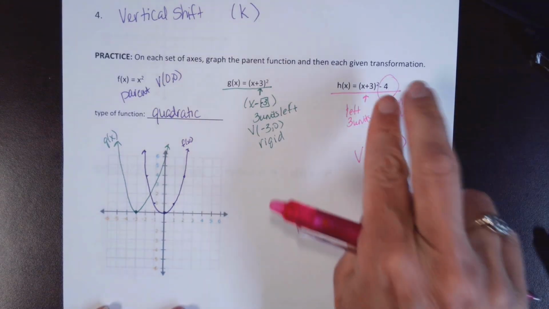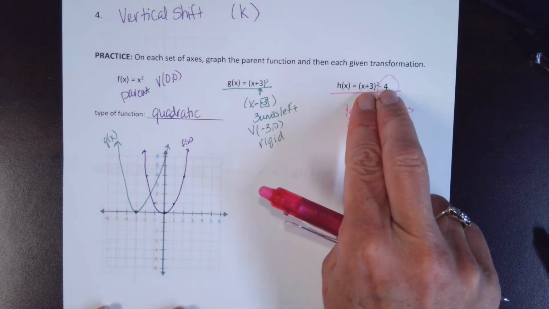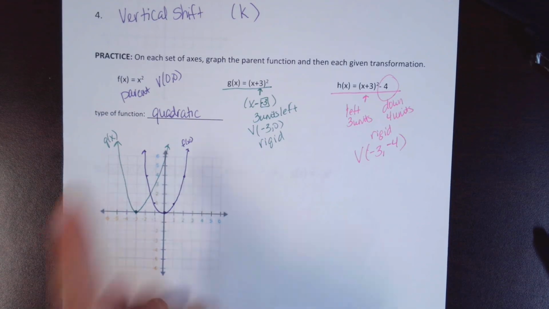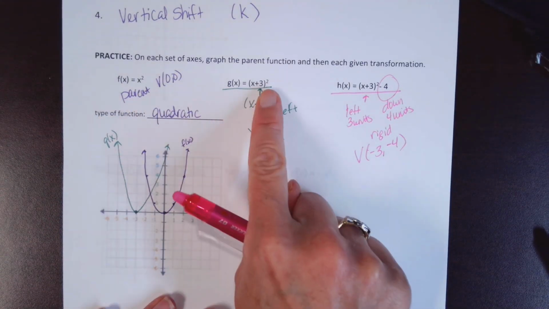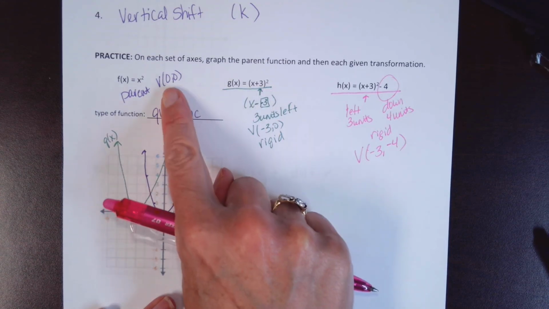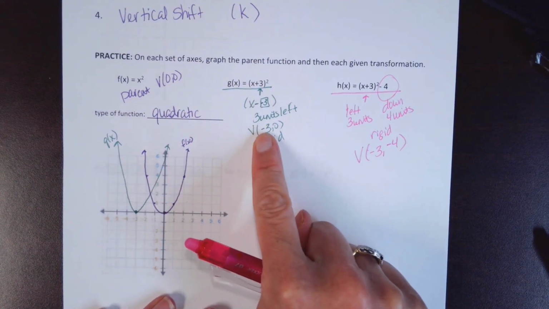Now I want to point out that those values, h, k, those values give me my vertex. If h and k are missing, my vertex is at 0, 0. Here I have a value for h, so I've changed that x coordinate to the h coordinate.